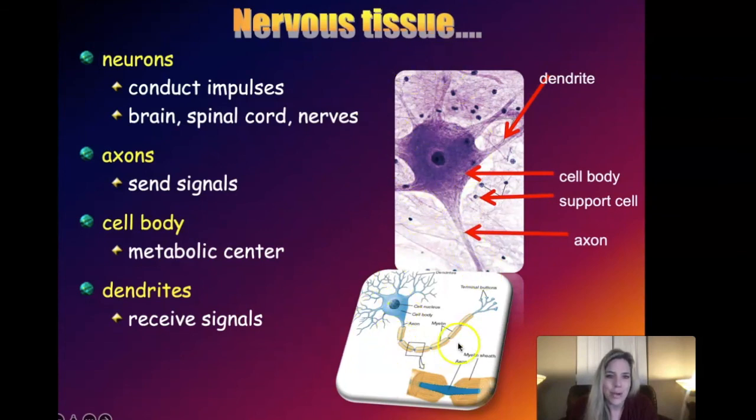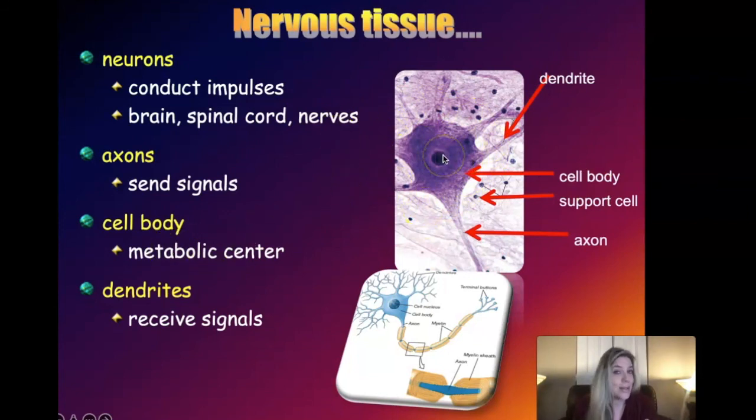Here's a diagram of a neuron. Again, its function is to conduct impulses. It's found in the brain, the spinal cord, and nerves. Now, if we look at the different components of it, it's very interesting. So the main part of a neuron is called the cell body.